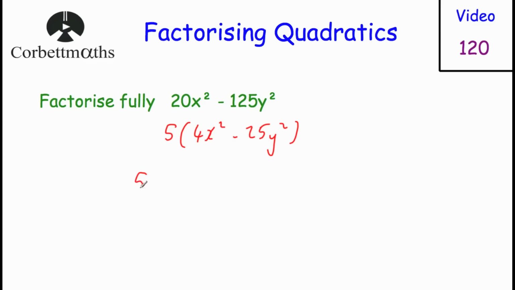So that would be, so put our 5 down. And now remember, with the difference between two squares, you put your brackets down, you square root both of them. So square root the 4x squared, so that'd be 2x, and that'll be at the front of both brackets. And square root 25y squared, that'd be 5y and 5y. And you put one with a plus sign and one with a minus sign, and that's it.